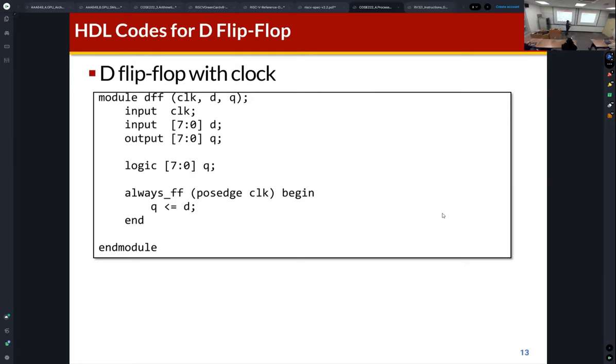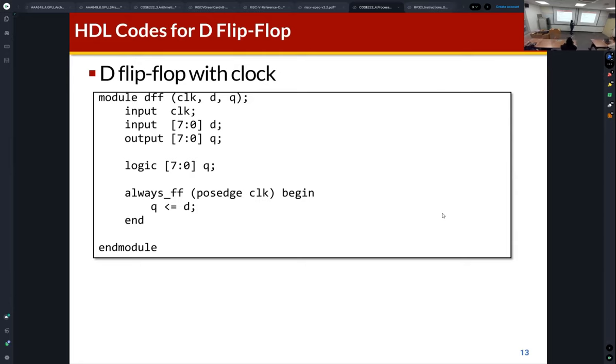And then this is the sensitivity list. Sensitivity list means that if we use the always statement in the system in Verilog, then we need to define the sensitivity list. So the always statement is checked when this event is true.